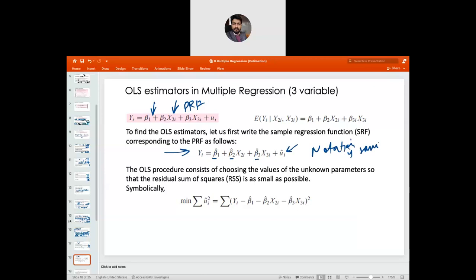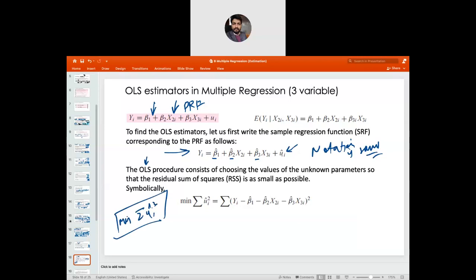So I don't have to explain this again. And then we can start our OLS procedure in the same way as we did before. What we need is to minimize the sum of squared residuals. That's the method of OLS, right? And that's what we will do here.